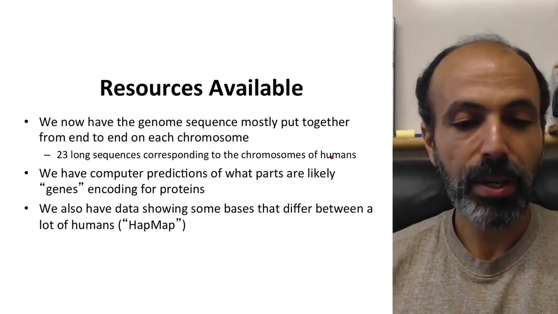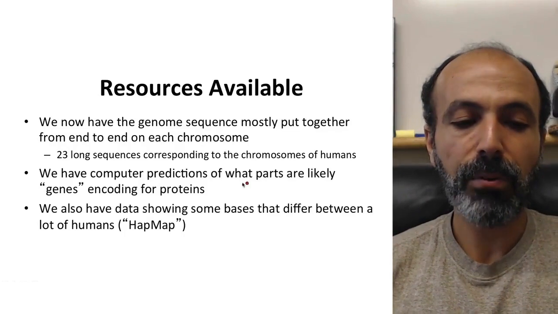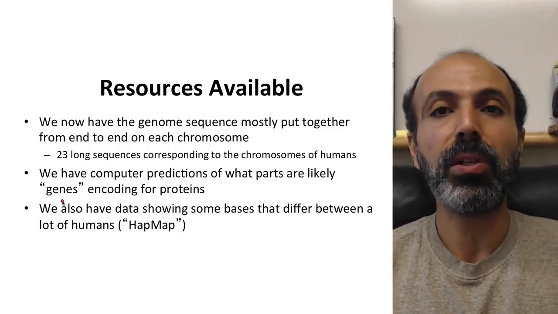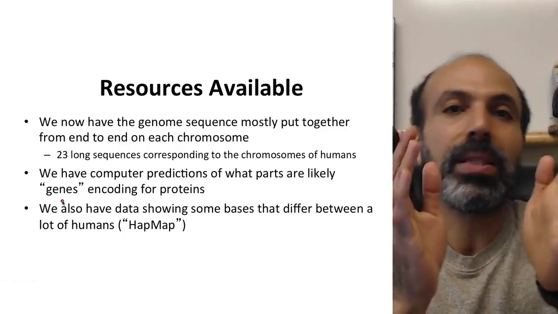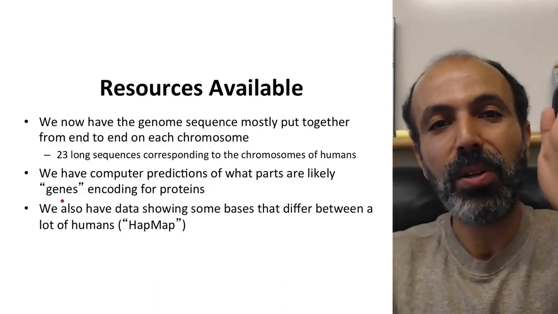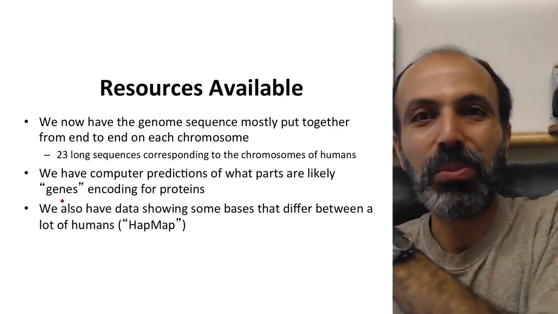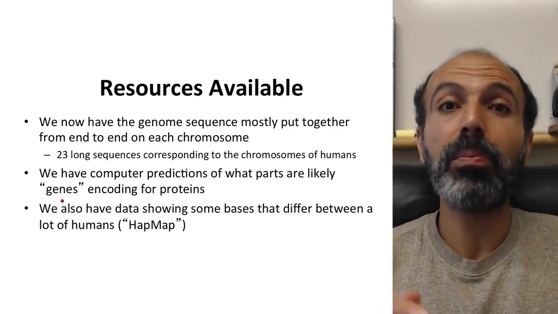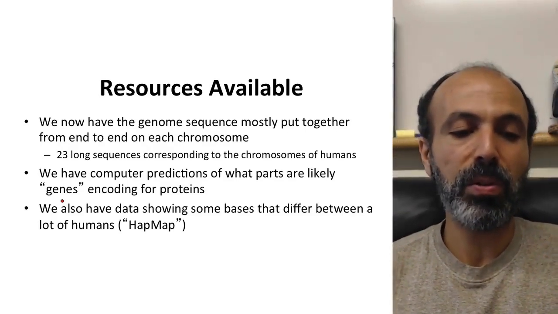We also have computer-generated predictions for what parts are likely genes encoding for protein. Because again, the sequence is just like A, C, A, T, G, G, G. It doesn't tell you this part is relevant for making a protein, this part is not. But we can generate predictions from computer algorithms for doing this.